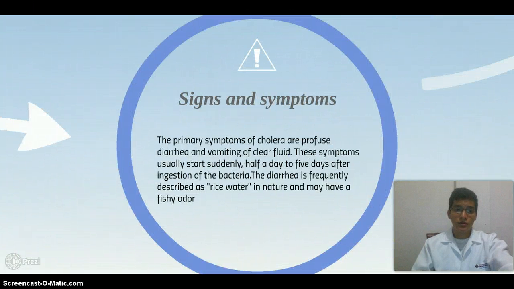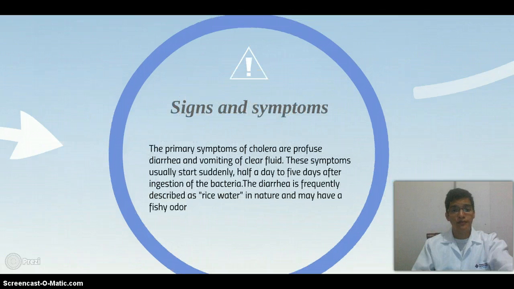Signs and symptoms. The primary symptoms of cholera are profuse diarrhea and vomiting of clear fluid. These symptoms usually start suddenly, half a day to 5 days after ingesting the bacteria. The diarrhea is frequently described as rice water in nature and may have a fishy odor.